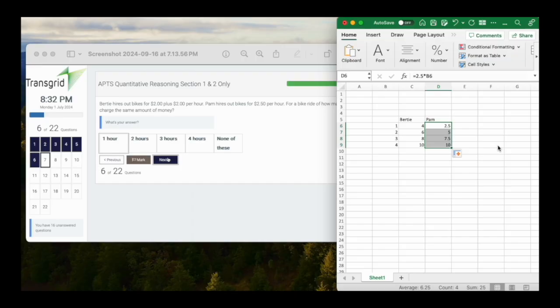Once this is done, you just need to identify where both the numbers are the same on the same row, which you can clearly see right here at 4 hours, where they both pay $10.